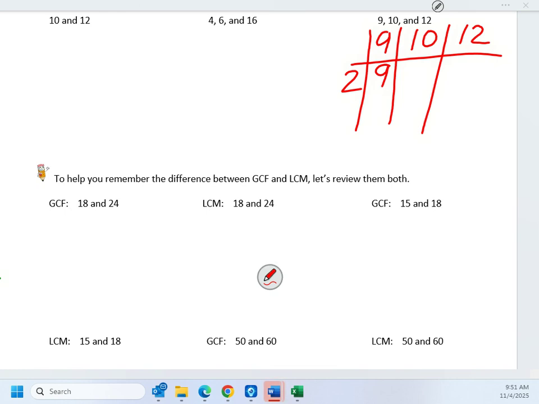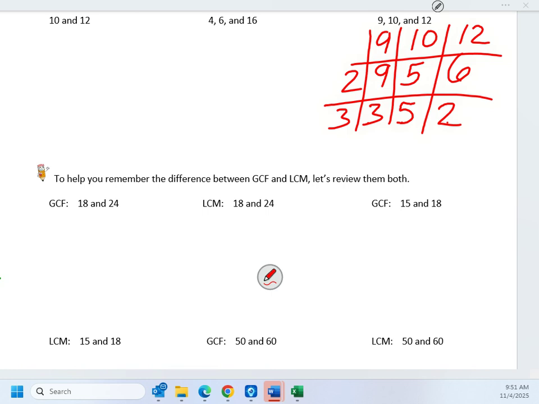10 and 2. What's 10 divided by 2? 5. What's 12 divided by 2? 6. Is there another number that I can divide out? 9, 5, and 6. What do you think, Michael? 3. I can divide a 3 out. What's 9 divided by 3? What's 5 divided by 3? Can't do it, so I have to bring that 5 straight down. 6 divided by 3. 2. Now I have 3, 5, and 2.